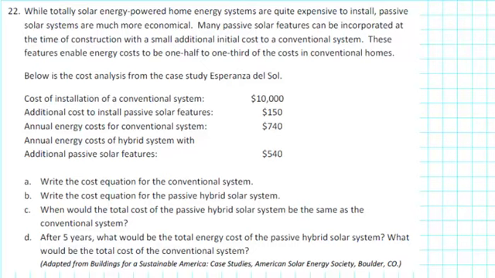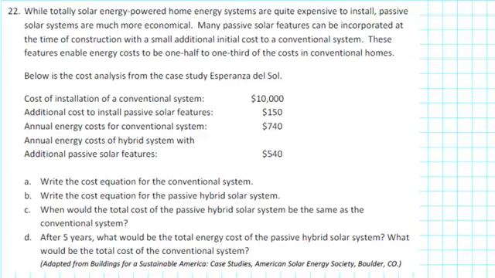While totally solar energy powered home energy systems are quite expensive to install, passive solar systems are much more economical. Many passive solar features can be incorporated at the time of construction with a small additional initial cost to a conventional system. These features enable energy costs to be 1/2 to 1/3 of the cost in conventional homes. Below is the cost analysis from the case study of Esperanza del Sol.